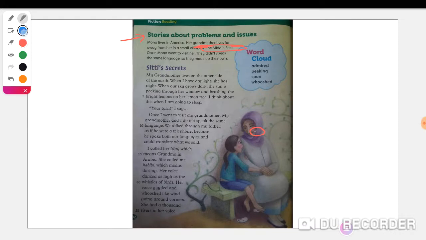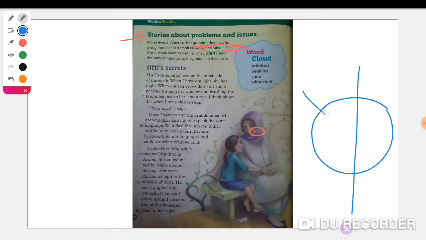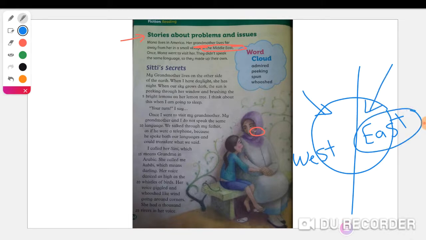This is the Earth, okay? If we divide the Earth like this, this will be the West, and this part will be the East, okay? So the Middle East is the countries which are in the east part of the Earth. So Mona lives in America, in the West, so she speaks American English, and her grandmother lives far away from here in a small village in the Middle East, here in the East.